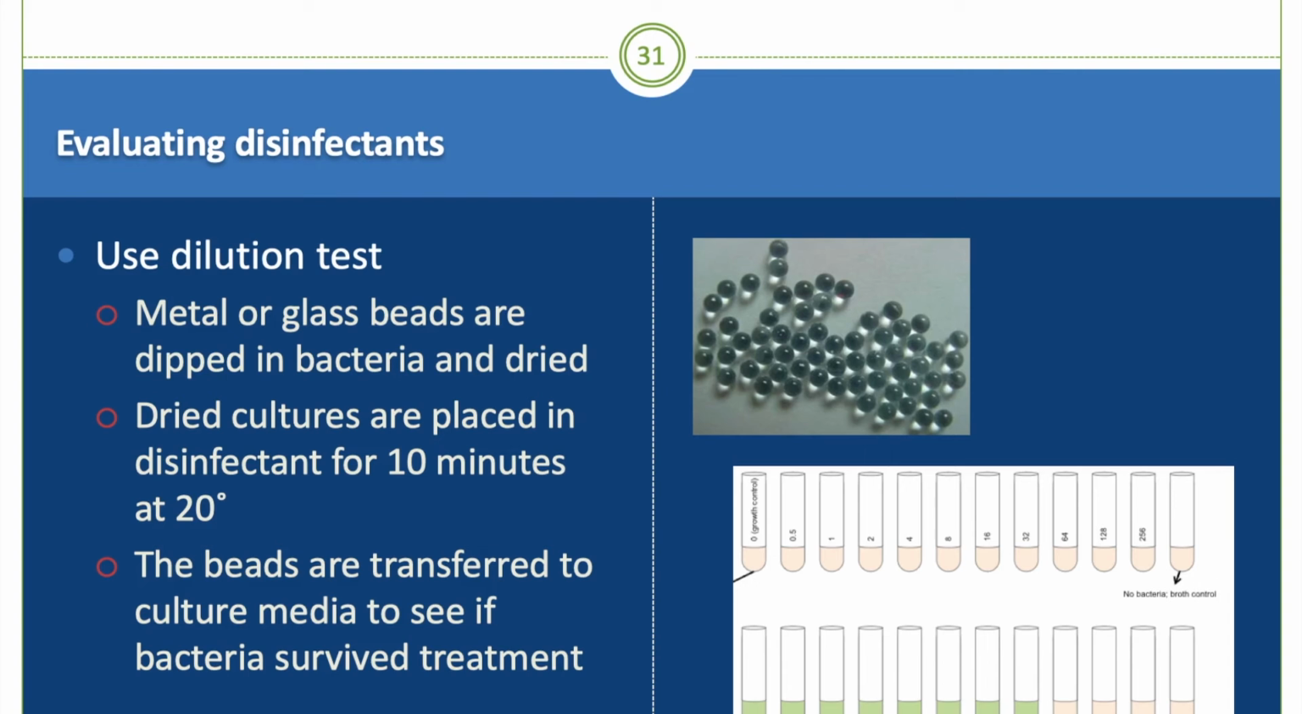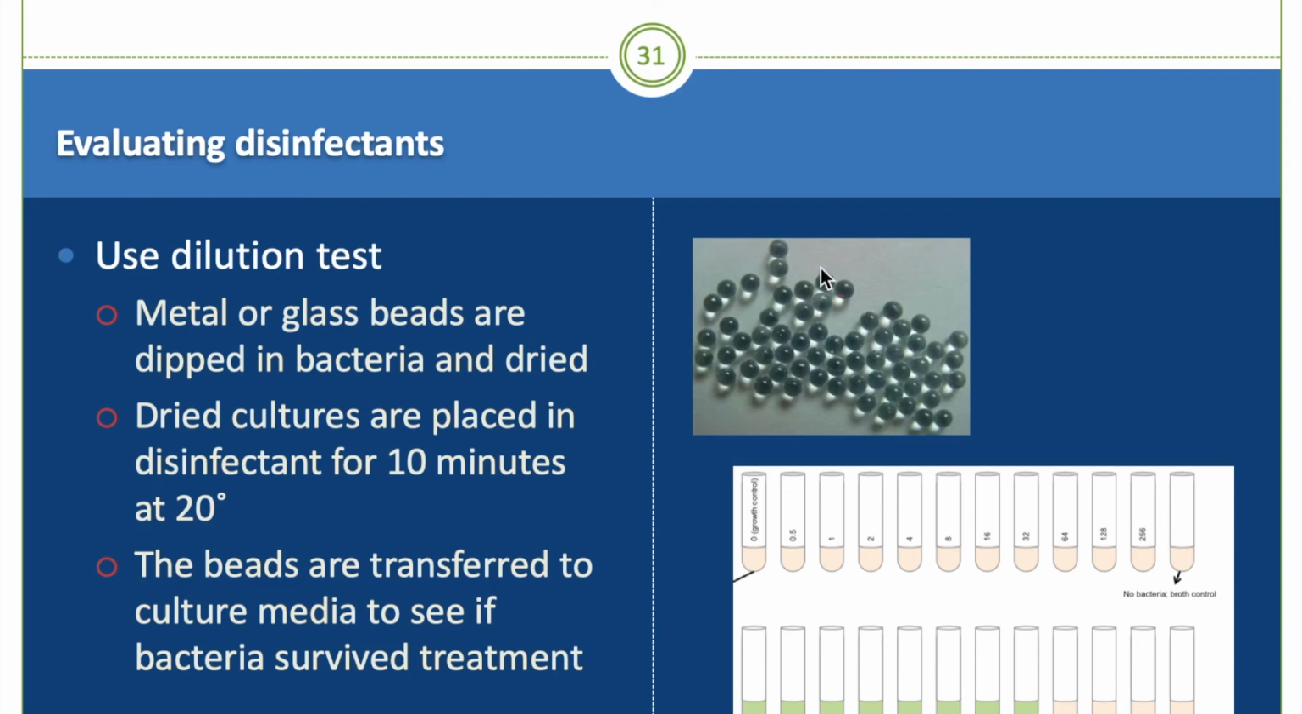How then do we evaluate whether these chemical methods are effective or not? There is a dilution test that is used. So you have these metals or glasses or beads that are dipped in bacteria and dried. So you have the organisms on there. And then they are placed in a particular disinfectant that we want to evaluate for 10 minutes at 20 degrees. And then they're transferred into a media.